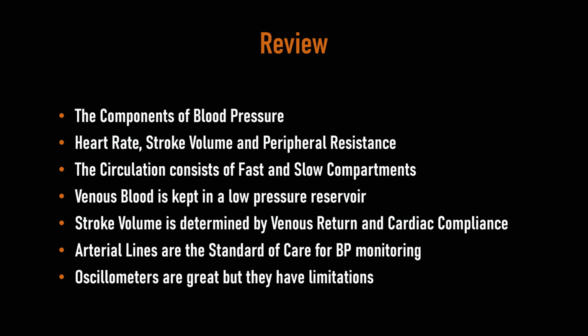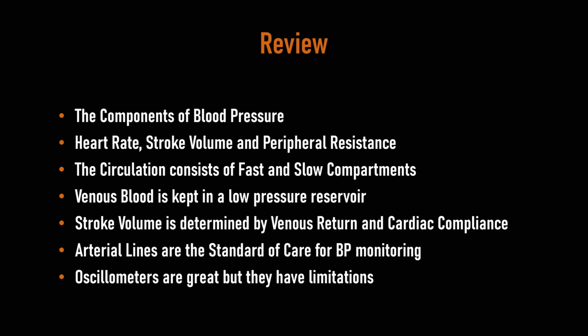Let's review this tutorial. In this tutorial, we looked at the components of blood pressure: the heart rate, the stroke volume, and the peripheral resistance. I discussed that the circulation consists of fast and slow compartments. That slow compartment is the splanchnic circulation. As we will see in later tutorials, that is a really important component of your cardiovascular reserve when blood is lost. Venous blood is kept in a low pressure reservoir that is unaffected by the systolic and diastolic arterial pressure.